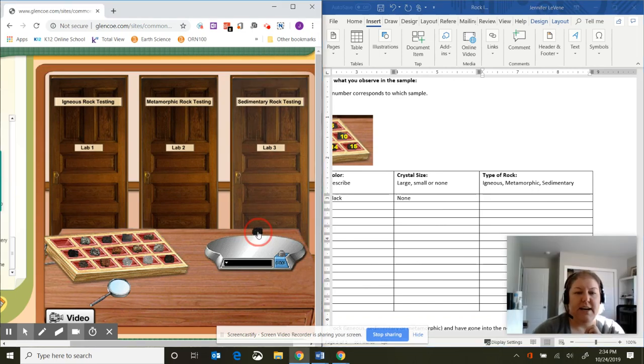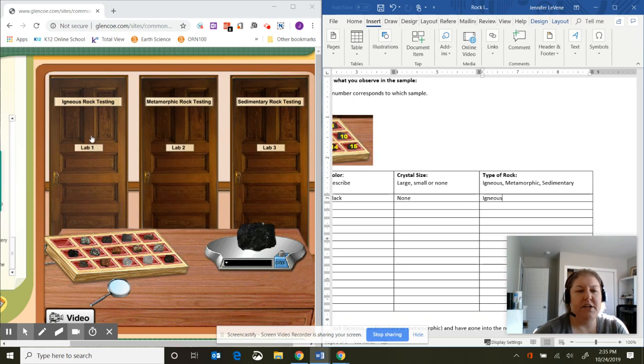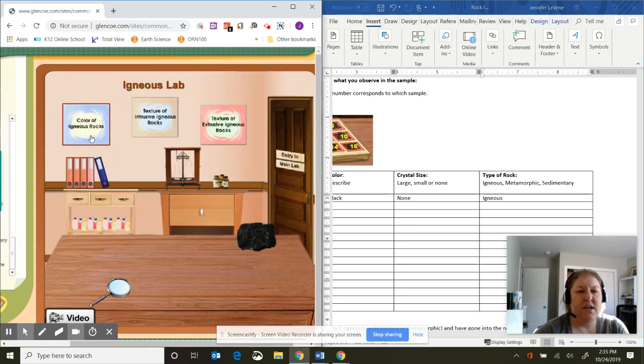Once we figure that out, based on the information that we've learned previously, we're going to be able to click on a different lab, based on what it is. So this is an igneous rock. Worst case scenario, you're not quite sure, click on a lab door and whichever one lets you in will let you in. So this is an igneous rock, and you can also use the PowerPoint that I gave you that will give you different information about igneous. And I'm going to click on the lab door. Okay, so it let me in the lab.